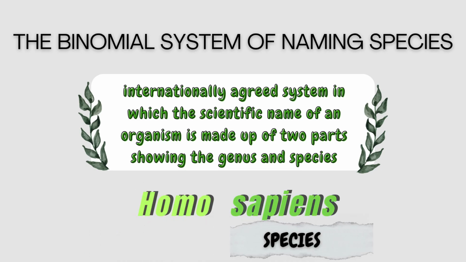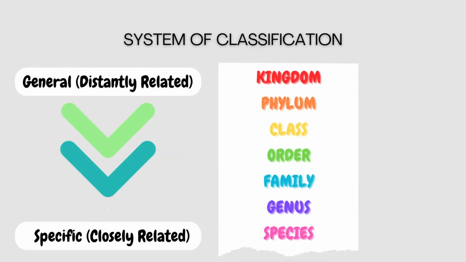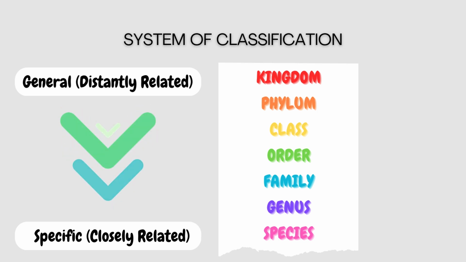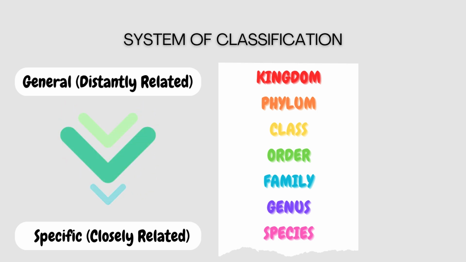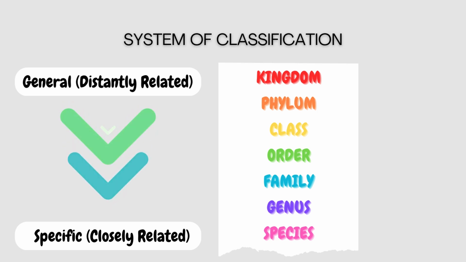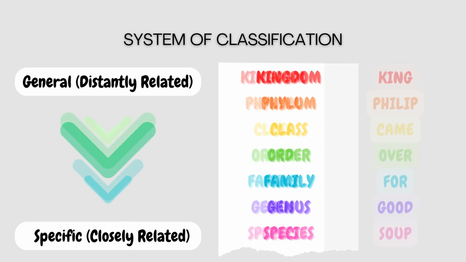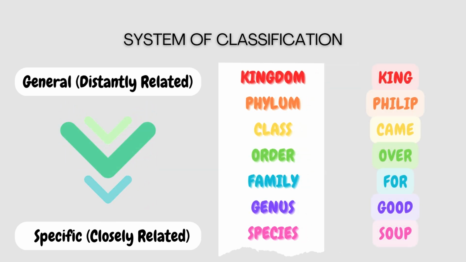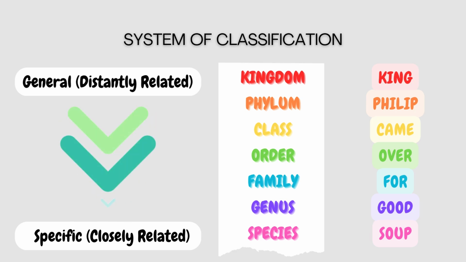The system of classification follows a chronological sequence: kingdom, phylum, class, order, family, genus, species. The lower down the order, the more closely related two organisms are. That's a lot to remember, but here's a simple trick. To make it easier for you, we use the mnemonic King Philip came over for good soup. This way it is easier to remember the sequence.